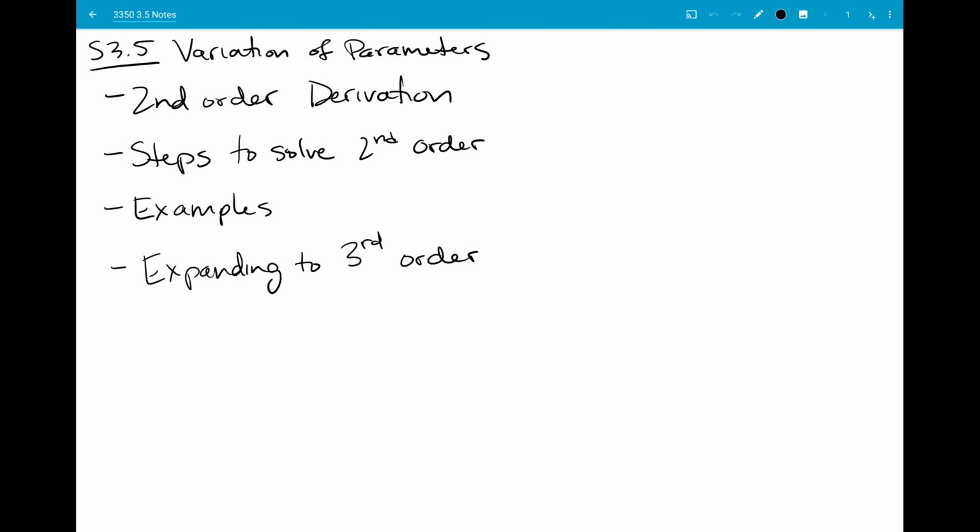Next up, we're working on section 3.5, which is about a method called variation of parameters. When we're talking about this method, we're going to work through a second order derivation. And then we're going to regroup and talk about the steps we use to solve a second order equation using this method, because I know that derivations can be a little overwhelming. Then we'll work through some examples, and then we're going to expand our method to a third order equation, and that's the highest order we'll go to.